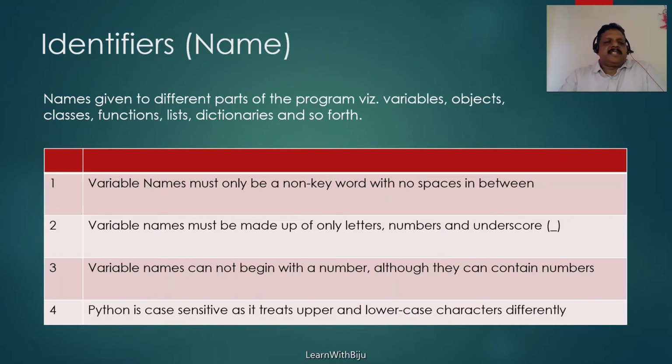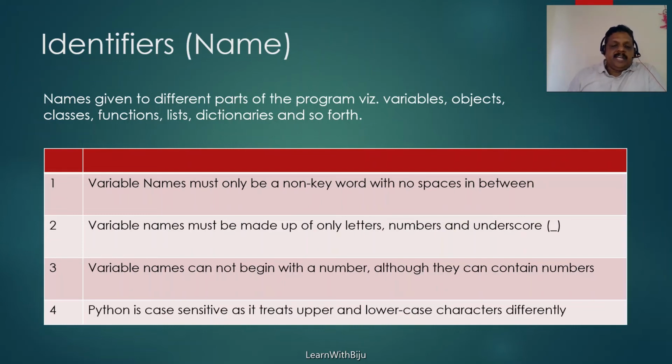As the name suggests, an identifier is a name. A person has an identifier, that is his first name, last name, or just name. Similarly, identifiers are names given to different parts of the program. It could be variables, objects, classes, functions, lists, dictionaries, and so forth. Variable names must only be a non-keyword with no spaces in between.